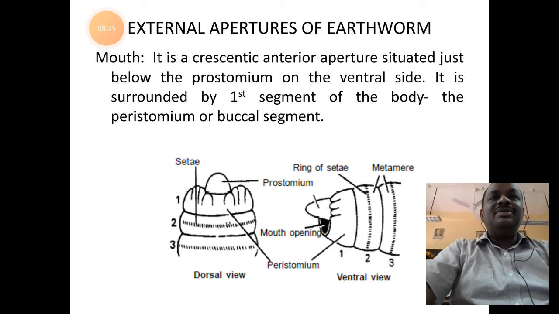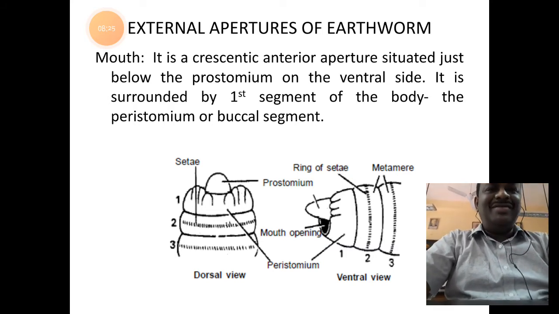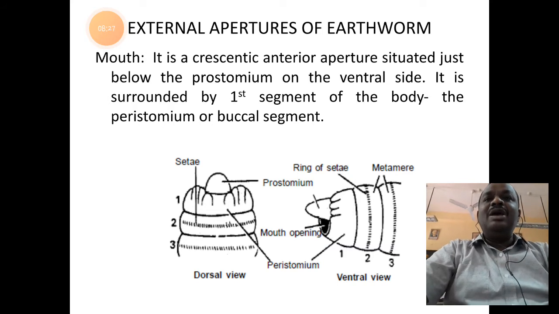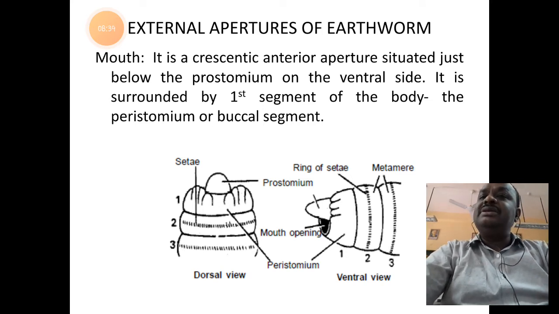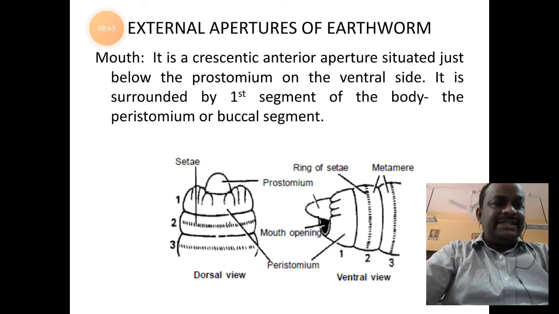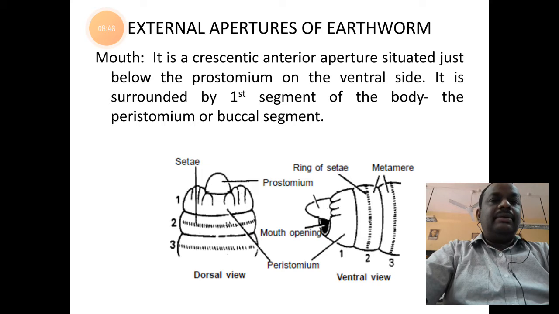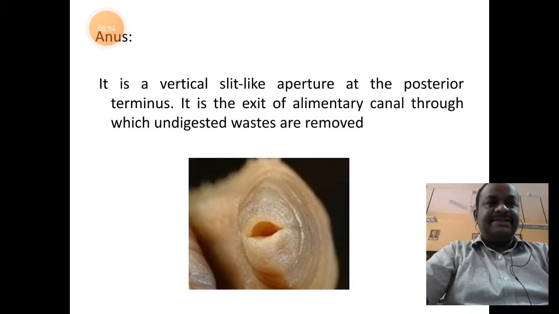The first aperture is the mouth here at the anterior side. Mouth is a crescent shaped opening which is anterior, present between the prostomium and peristomium at the ventral surface, that is mid ventral side. It helps in the ingestion of food, that is intake of food. So, it forms the opening of the buccal cavity otherwise.